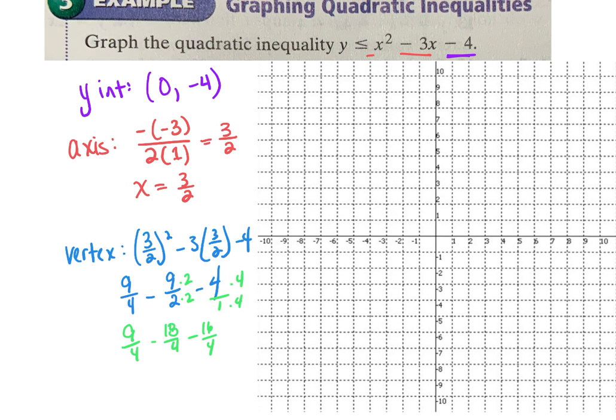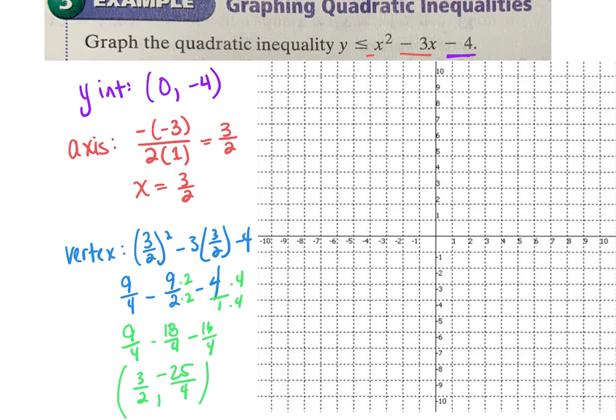All right. So I get 9 minus 18 is -9. Minus 16 is -25/4. And we'll talk about graphing these. So that's my y value. That's my x value.